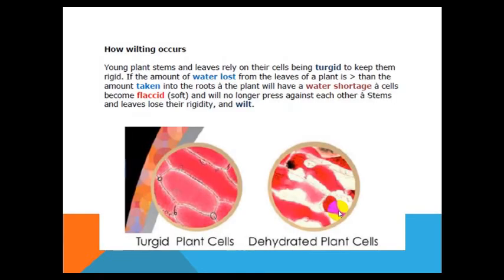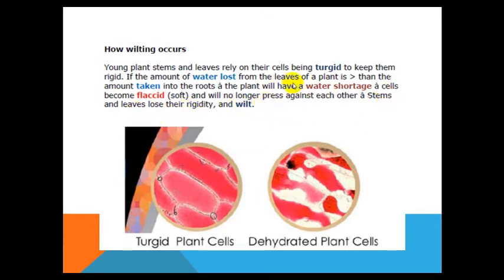So how does wilting occur? Young plant stems and leaves rely on their cells being turgid to keep them rigid. If the amount of water lost from the leaves is greater than the amount taken in by the roots, then the plant will have a shorter water supply, leading the cells to become flaccid, soft, and no longer press against each other. So the stem and the leaves will lose their rigidity and wilt.